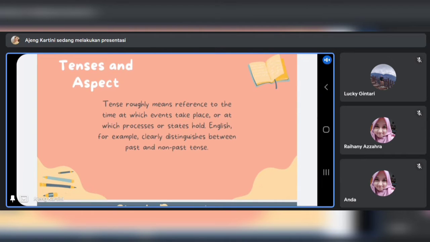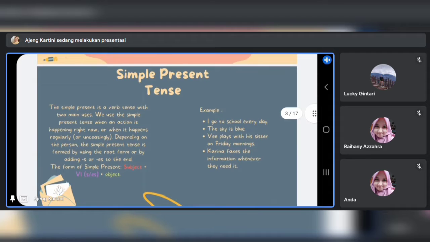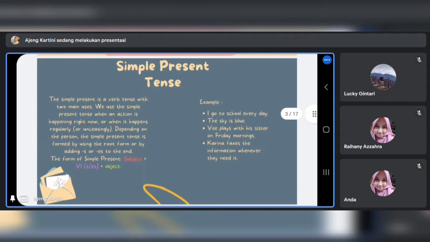Tense really means reference to the time at which events take place or at which processes or states hold. English, for example, clearly distinguishes between past and non-past tense. The next subject will be presented by Lucky Gintari.